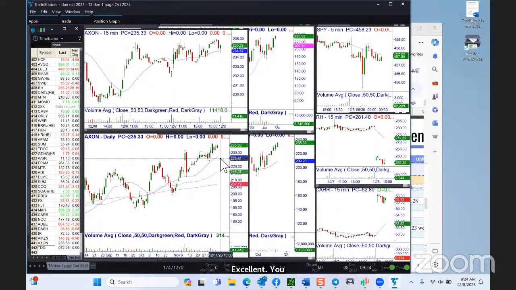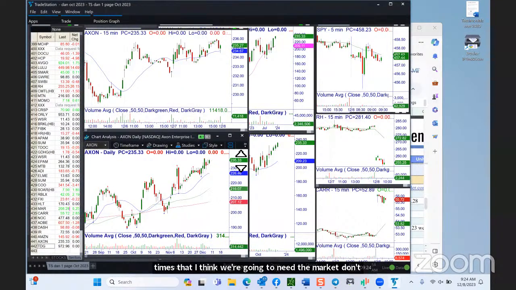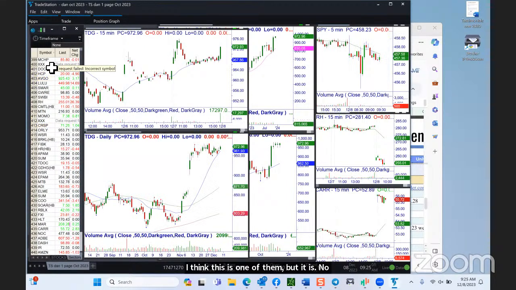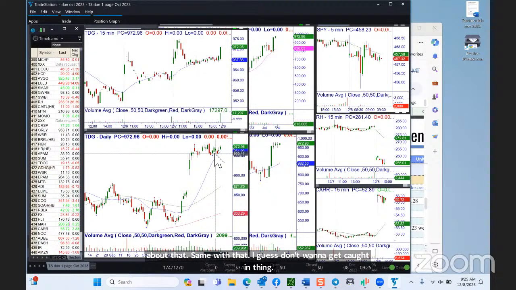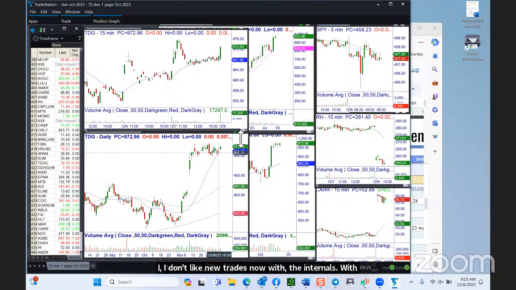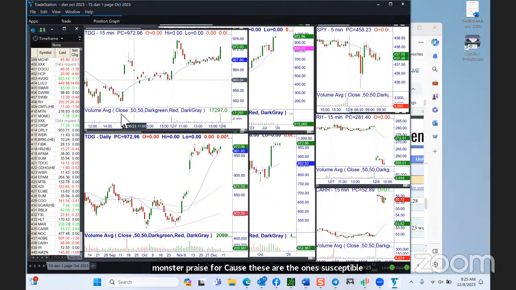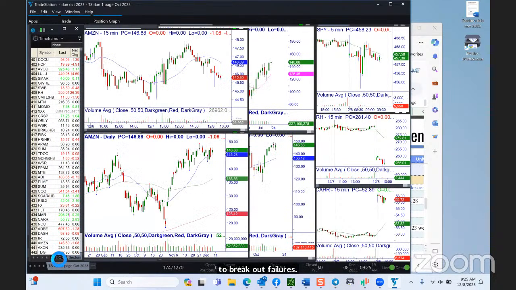Actually, you've heard me say many times that I think we're going to need the market to dump on a lot of these patterns. I think this is one of them, but it is bullish, daily, weekly, monthly. No question about that. Same with that. I just don't want to get caught. I don't like new trades now with the internals with monster price flow because these are the ones susceptible to breakout failures. And you can see on the 15, it's light volume also.